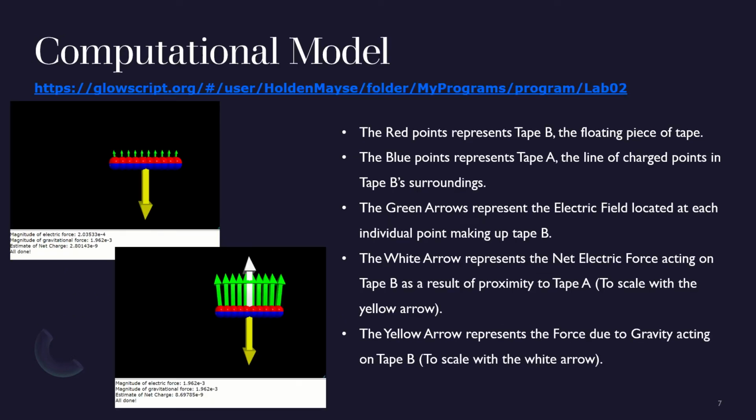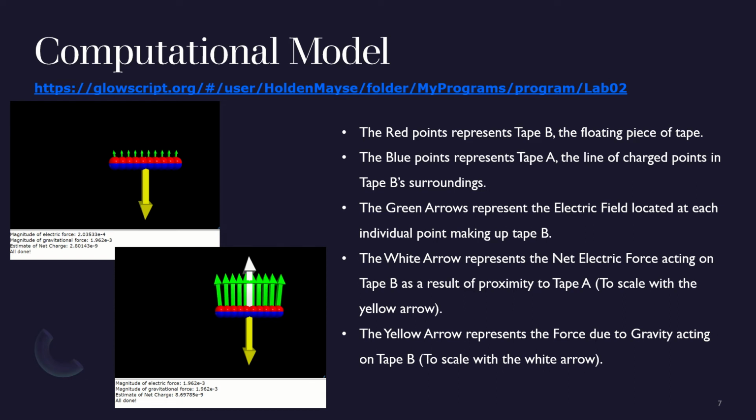The computational models here depict the results of this lab when the net charge acquired during Lab 1 is used in the calculations versus when the new net charge acquired experimentally during this lab is used. In the models, the line of red point charges represent tape B, the floating piece of tape, while the line of blue point charges represents tape A, the charged piece of tape and tape B's surroundings. Each line consists of 10 point charges.